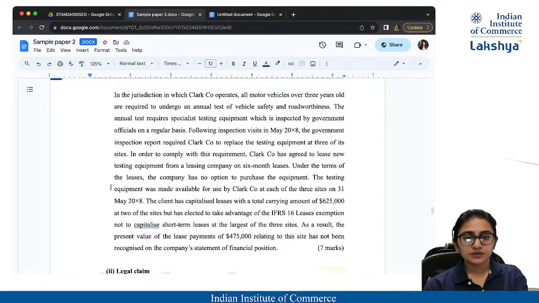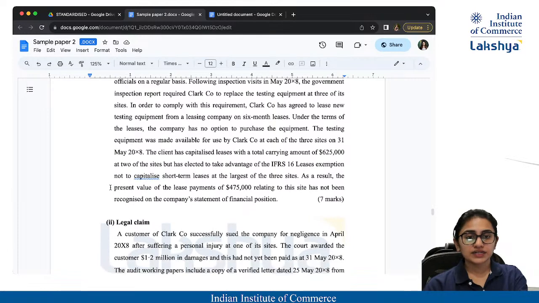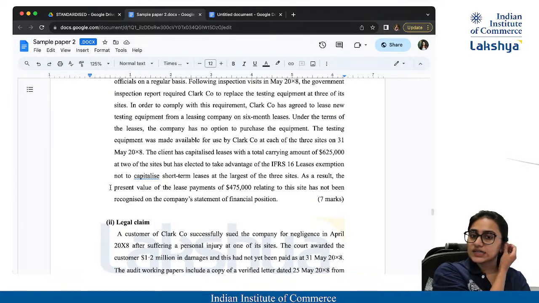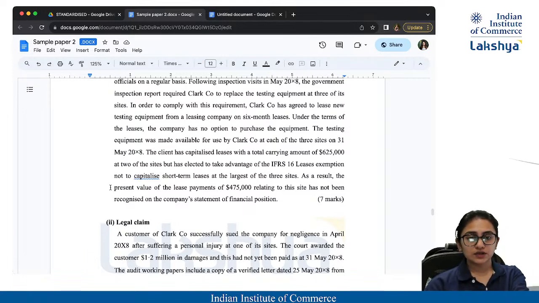The testing equipment was made available for use by Clark Company at each of the 3 sites on 31 May 2018. The client has capitalized leases with a total carrying amount of $625,000 at 2 of the sites, but has elected to take advantage of the IFRS 16 leases exemption not to capitalize short-term lease at the largest of the 3 sites. As a result, the present value of the lease payment of $475,000 relating to the site has not been recognized on the company's statement of financial position.